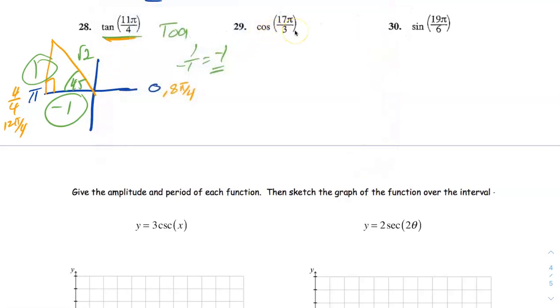So the next one, cosine of 17 pi over 3. So here's 0, here's pi, here's 3 over 3. Now I'm not going to write all these down because I'm going to be here forever. But it's 3, 6, 9, 12, 15. Still not close enough. 18, so a little short of that, so 17 right here.